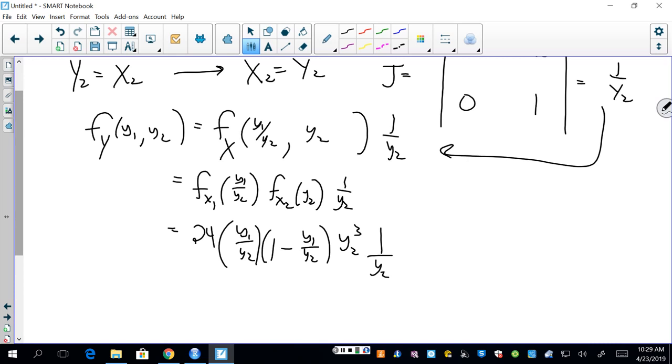You can simplify this a little bit. You can cancel one of those and multiply both of the parenthesis pieces by a y2 and get 24 y1 times y2 minus y1. Now, that's the joint density.